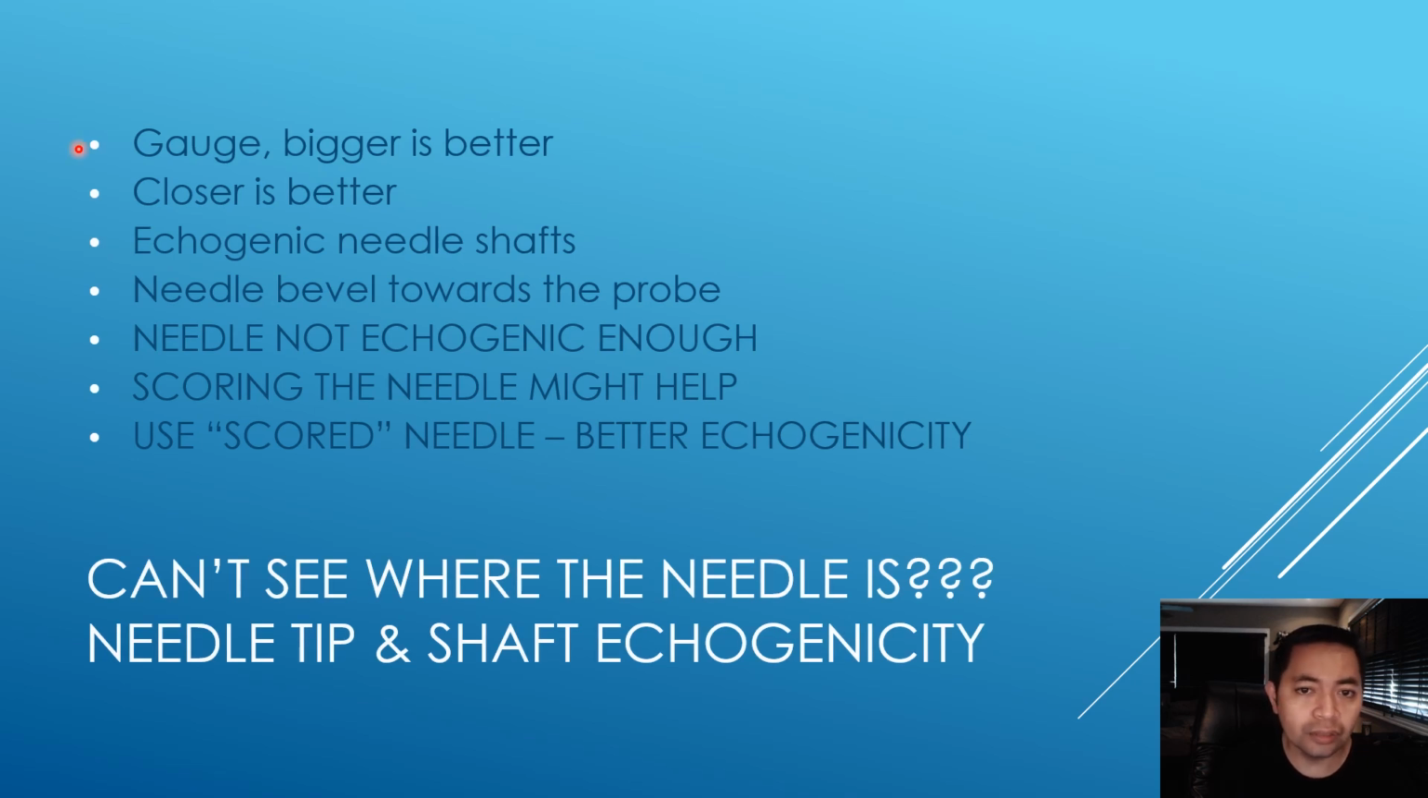Another thing to take note of is needle tip and shaft echogenicity. Of course, large gauge needles are more easily seen, but there are commercially available echogenic needle shafts. These needles reflect echoes better, but we usually just use a blade to score or scratch the shaft to see the needle better.